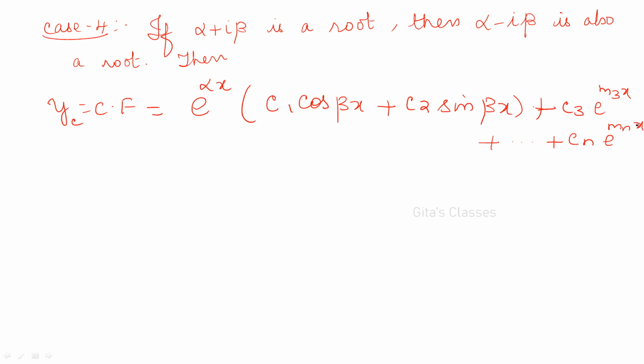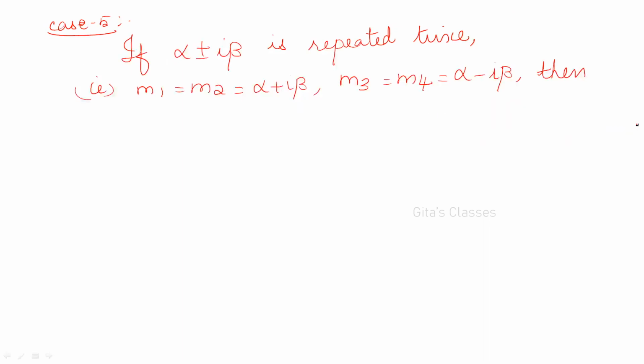Sometimes even the complex root may be repeated. So if alpha plus or minus i beta is repeated twice, that means alpha plus i beta we have twice, alpha minus i beta we have twice, right? So let us take m1 is equal to m2 is equal to alpha plus i beta, m3 is equal to m4 is equal to alpha minus i beta. Now how many constants we have to accommodate here? Four. And whenever you have repeated roots, that should be reflected only in the constants, I told.